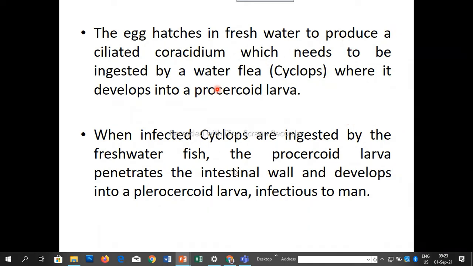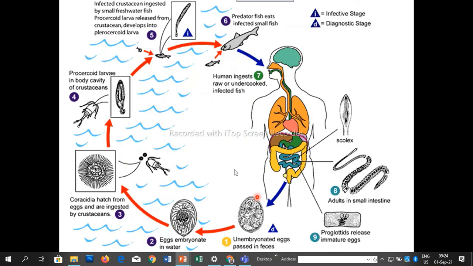When the egg hatches, it releases coracidium, which needs to be ingested by a water flea or cyclops, where it will develop into procercoid larva. When infected, these small aquatic animals, cyclops, will be ingested by the freshwater fish. In this fish, the procercoid larva will penetrate the intestinal wall and develop into plerocercoid larva, which is infectious to humans. Then when a human consumes the fish containing that plerocercoid larva, they will get infected. So it means that this life cycle has at least three hosts. It has a human, it has a fish, and it has the cyclops.